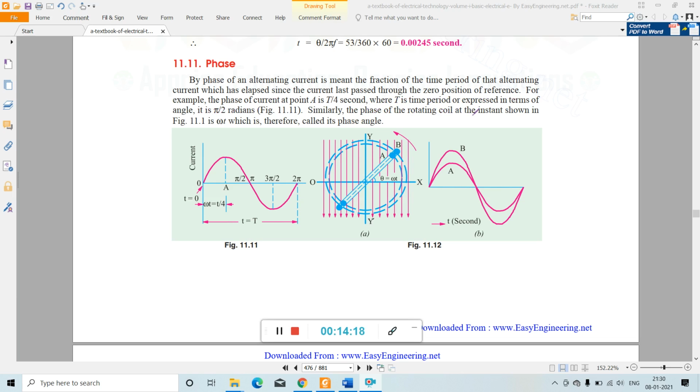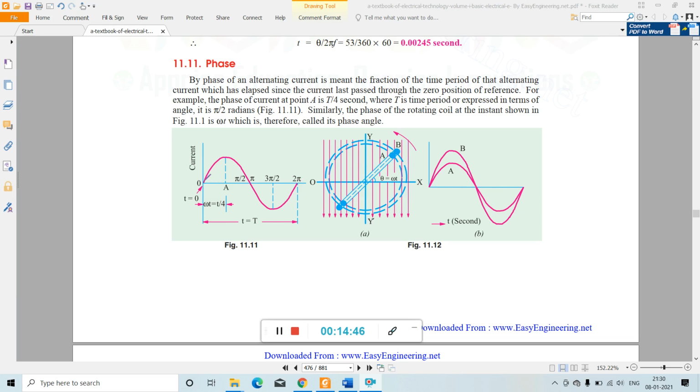Similarly, the phase of the rotating coil at the instant shown in this figure is omega t. It is called its phase angle. So what is the phase? For this alternating current waveform, the points are 0, A, and so on. We can call this point 0. This point is pi by 2, this point is pi, this is 3 pi by 2, then this is 2 pi.